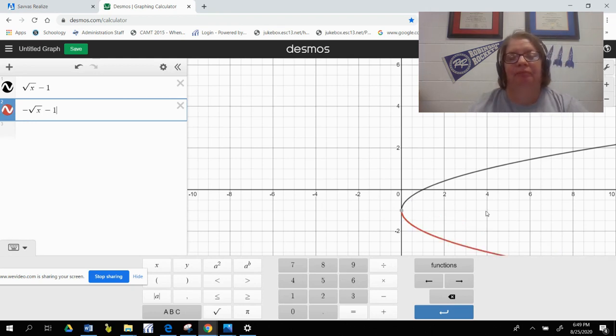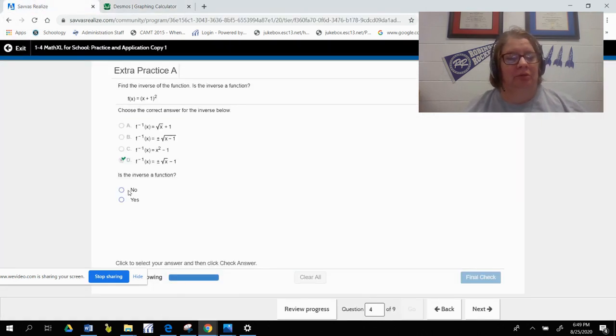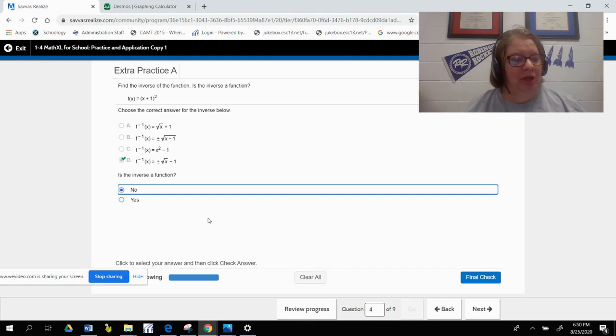Okay, so here's our graph. Is this a function? How do we know if this is a function or not? Anywhere we draw a vertical line, if it crosses more than once, it's not a function. And although this is two different colors for the two different parts, it is one graph, right? And your vertical line crosses twice. So no, it's not a function. The important thing from that is that when you graph a function and its inverse, sometimes the inverse is a function and sometimes the inverse is not a function.